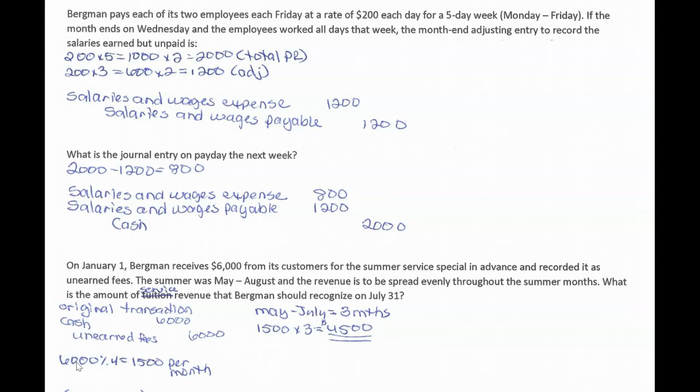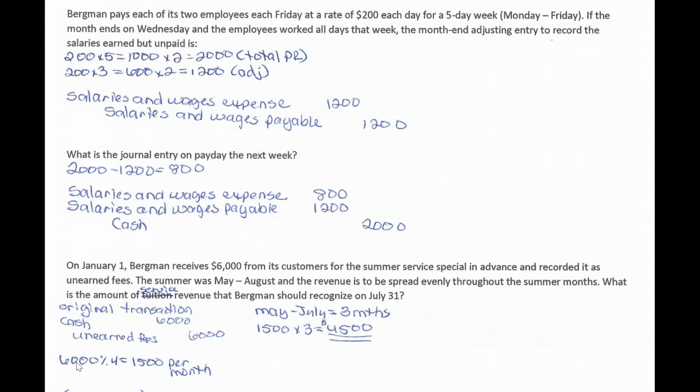Okay, what's happening here is they get paid on Friday. Friday's the day that the journal entry is done. But you also have to take into account the adjusting entries that you make at the end of the month. So here we have this 3-day work week that we have to recognize by the end of the month, even though we are not paying it until Friday, 2 days later in the next month.